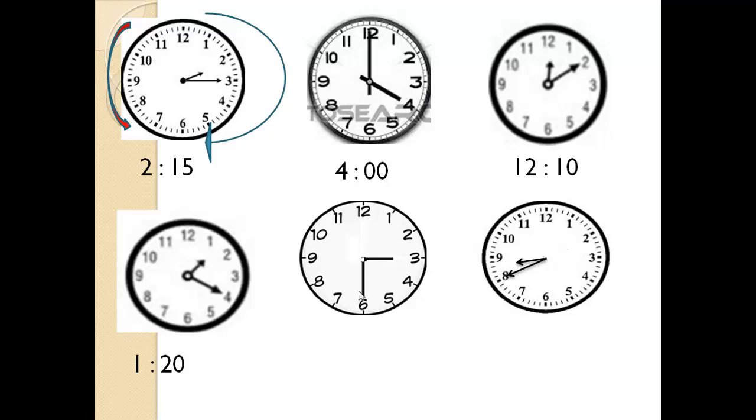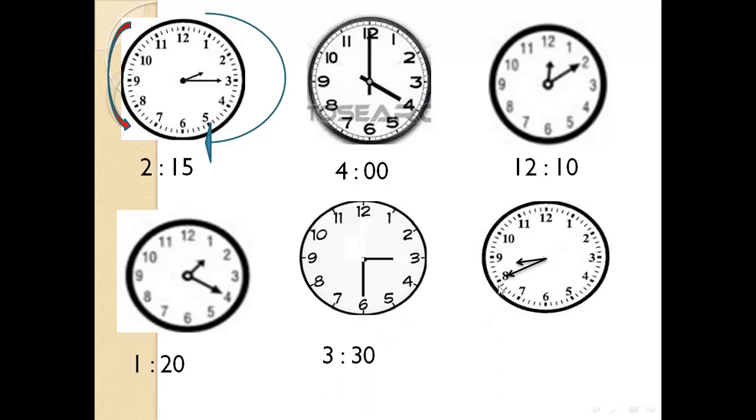Now, the short hand points to 3 and the long hand is at 6. How many minutes here at 6? Count by 5: 5, 10, 15, 20, 25, 30. Half hour, 30 minutes.